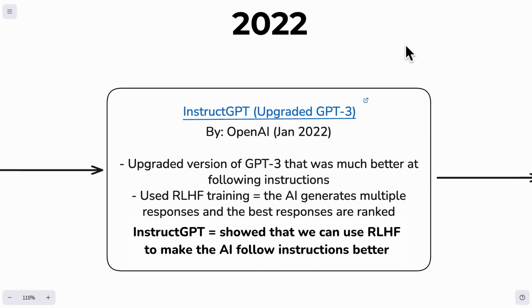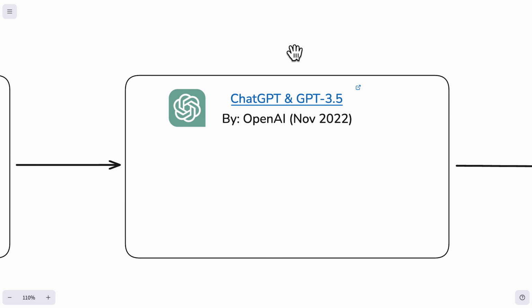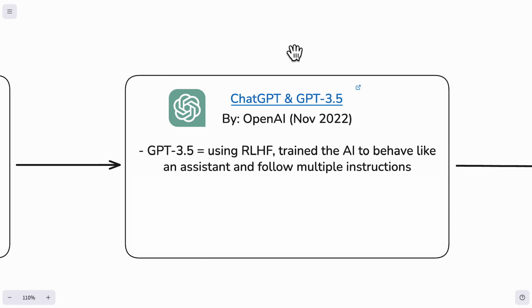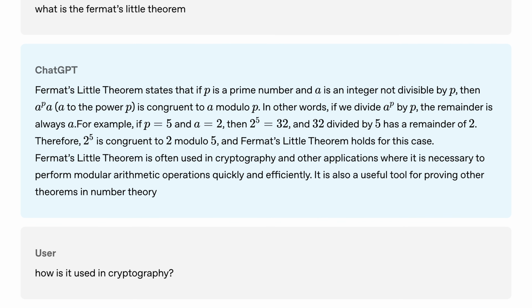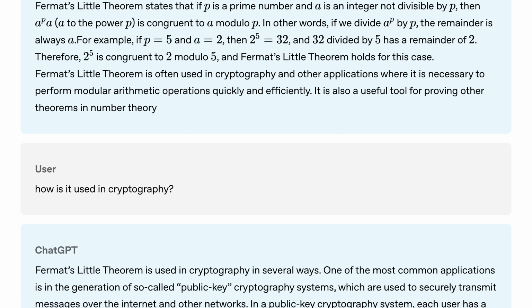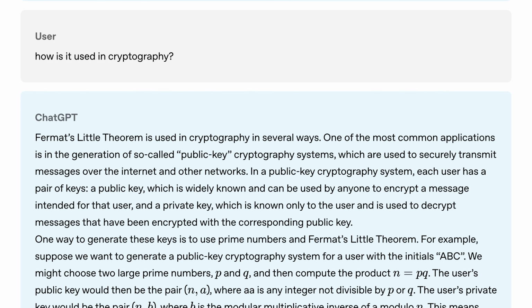So using these learnings, on November 30, 2022, OpenAI released ChatGPT and GPT-3.5. GPT-3.5 was an upgraded version of GPT-3, and it was trained with RLHF again. But instead of just training it to follow instructions, it was also trained to behave like a helpful assistant and to follow multiple instructions across a conversation, which made it much more useful.